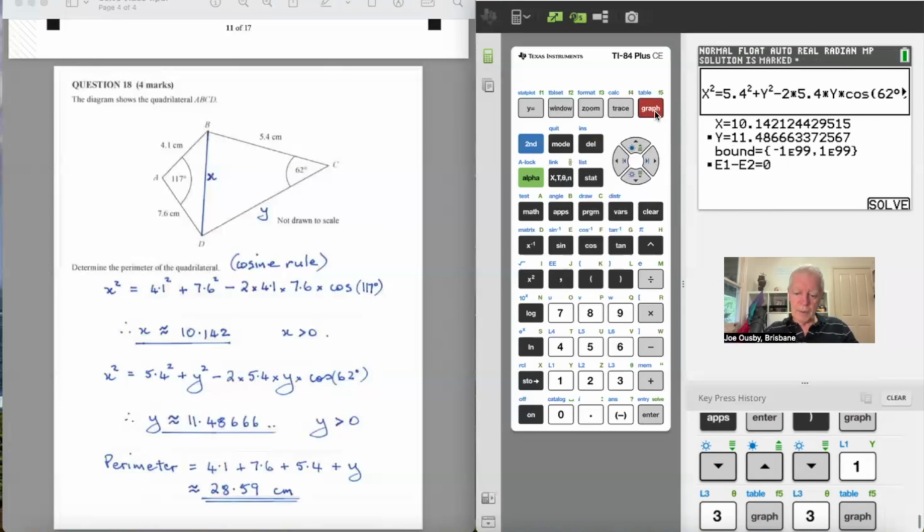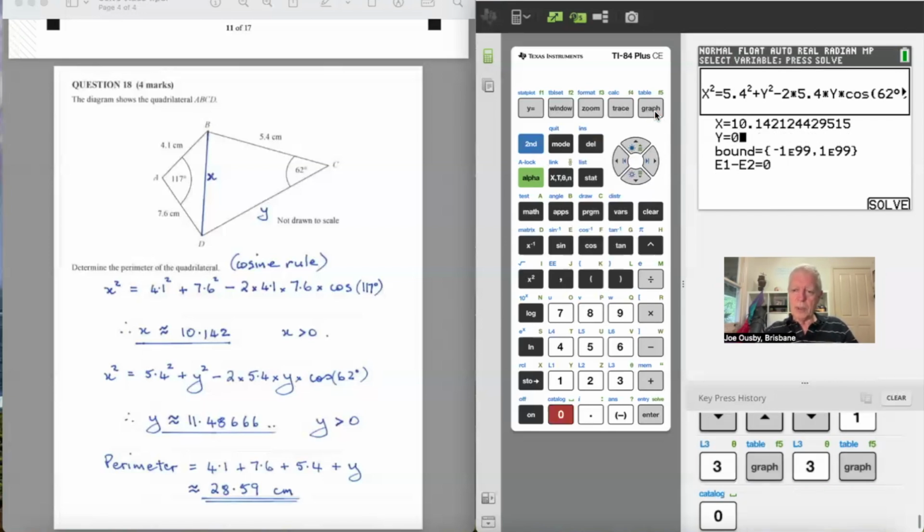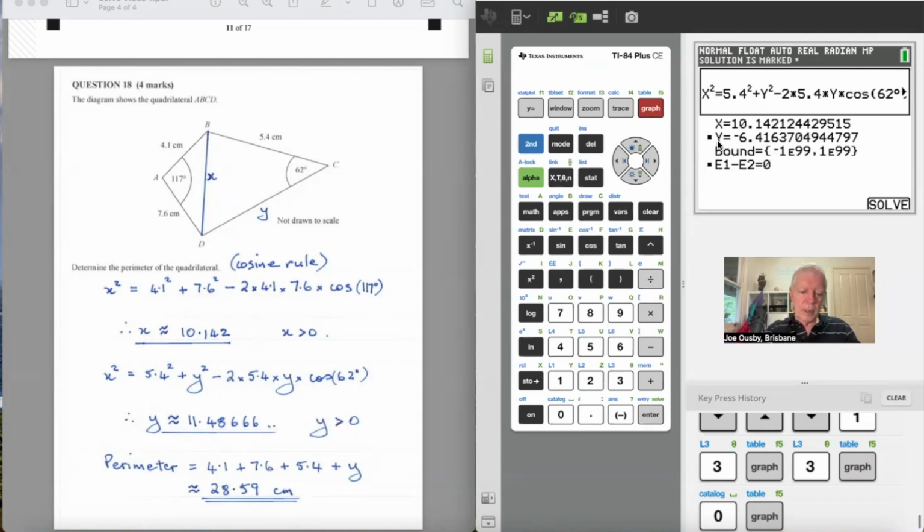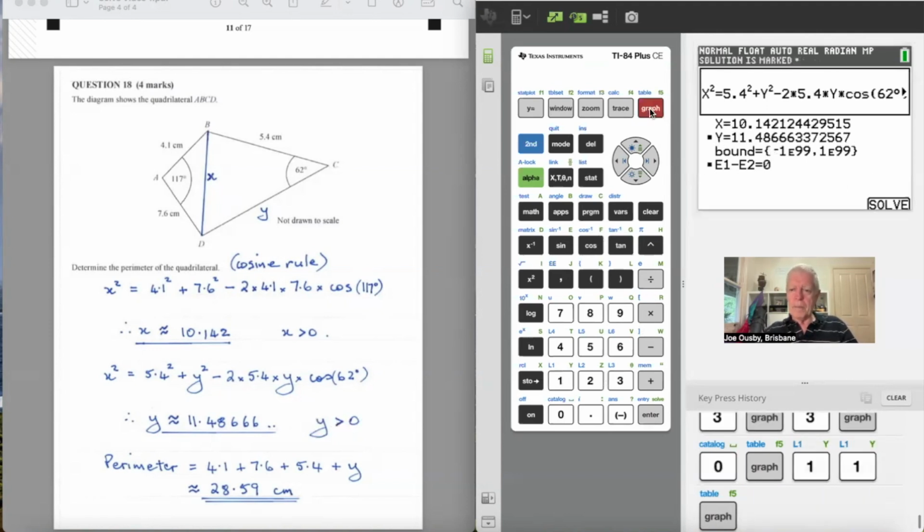Okay, so what happens if I try 0? What does that lead to? Well, as it turns out, the other solution is negative 6.416. It's negative, I don't care. So in fact, I'm then writing y is greater than 0. I'm in trouble here. I need to go back now to the 11 solution I had before, because I need that value.